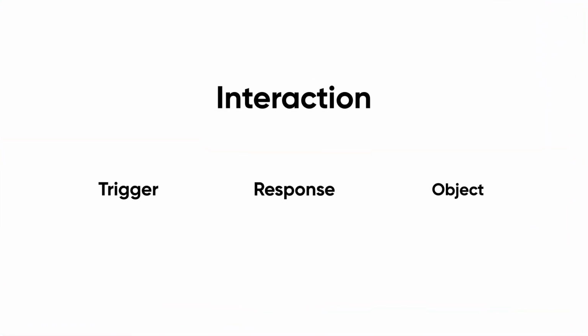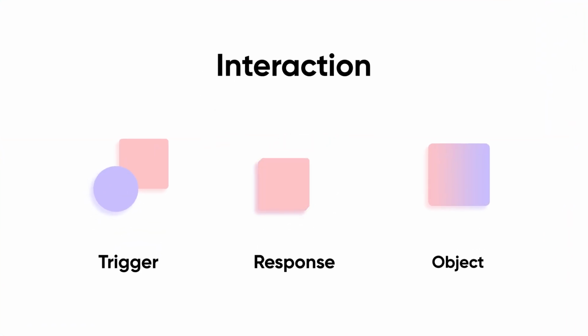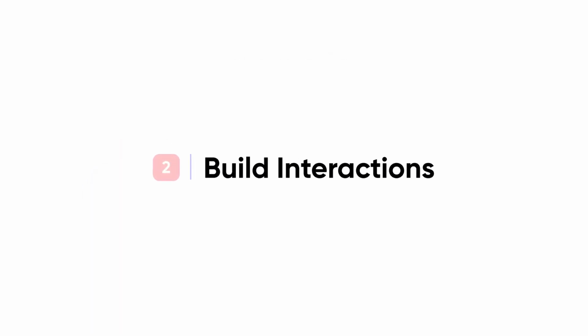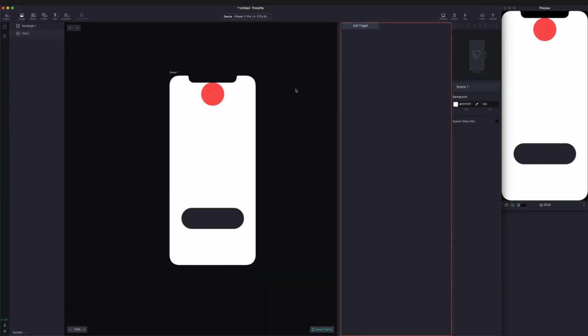Before starting step 2, you need to know that every interaction consists of triggers, responses, and objects. If you understand this concept, then you'll understand how ProtoPie works. Now you are ready for step 2. Building your interactions. Let's start with 2 layers.